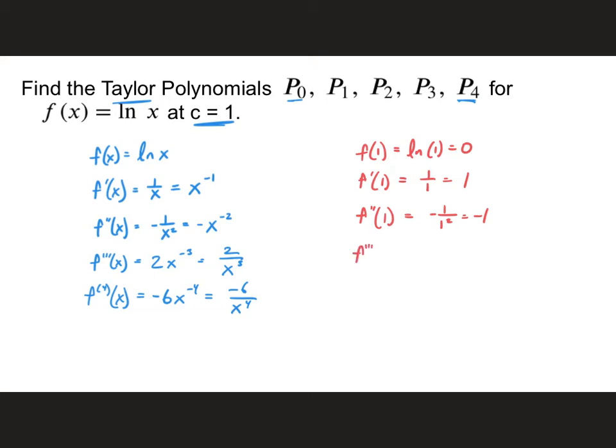I'll have the third derivative defined at 1. So that would be 2 over 1 to the 3rd power, which is 2. And I'll have the 4th derivative defined at 1, which is negative 6 over 1 to the 4th power, or just plain old negative 6. Okay, so we'll take that information and we'll start writing out our polynomials.